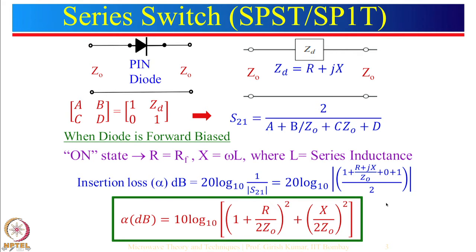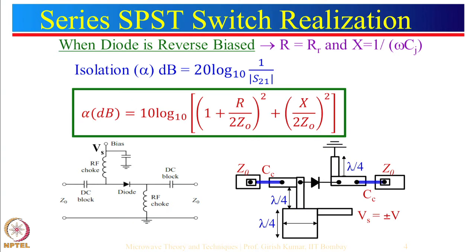So let's see now what happens when the diode is reverse biased. When the diode is reverse biased, now R is equal to RR, and X is equal to 1 divided by omega Cj. So instead of calling it insertion loss, as in the case when the switch was on, now the switch is off, so we define it as isolation. That means, what is the isolation between the input port and the output port?